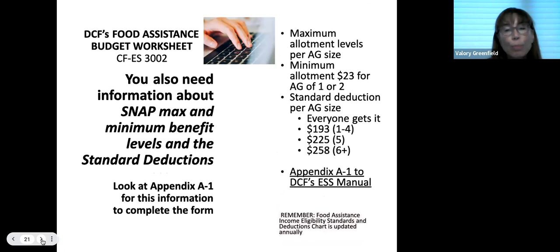Also on that chart, super important, is the maximum allotment levels per household size and the minimum allotment of $23 for an assistance group of 1 or 2. That minimum allotment changes to $23 as of October 1. And also listed on the chart are the standard deductions. Everyone gets a standard deduction depending on their household size. Next slide.